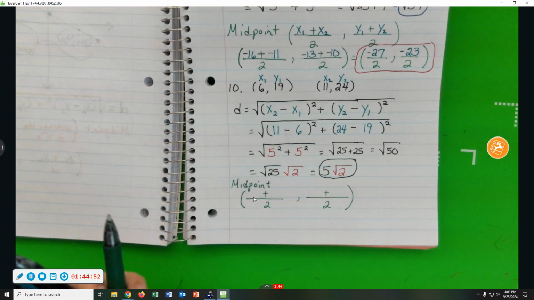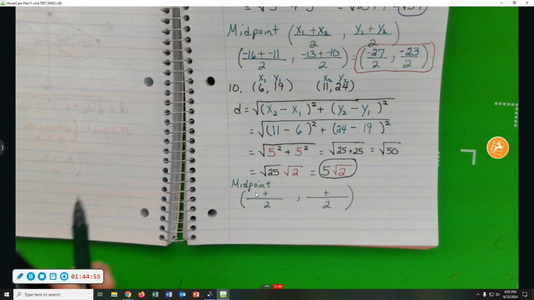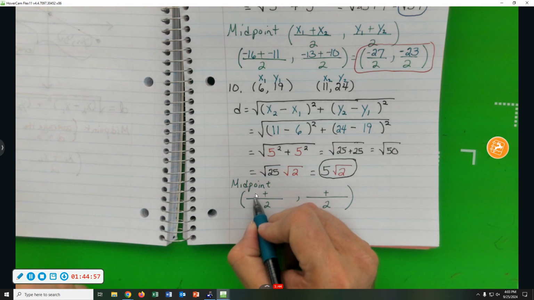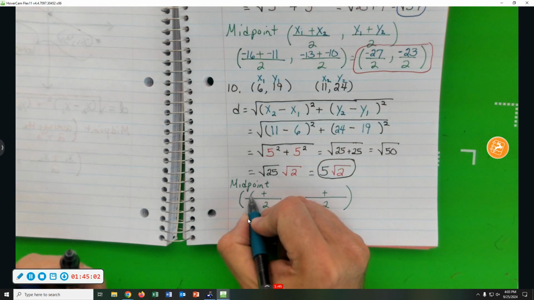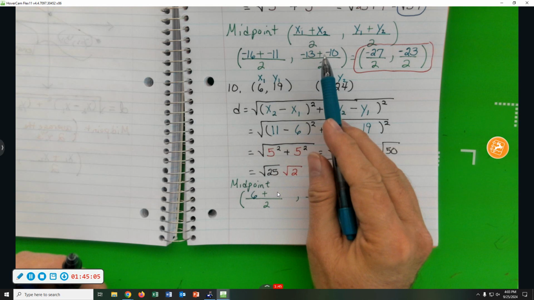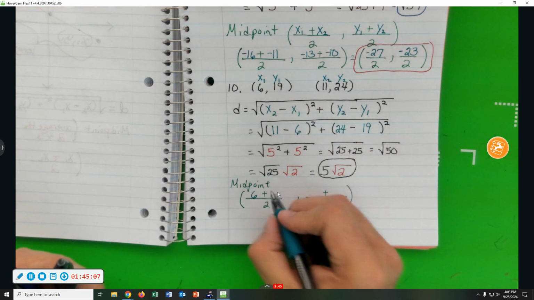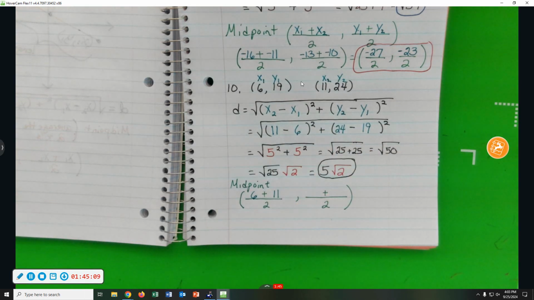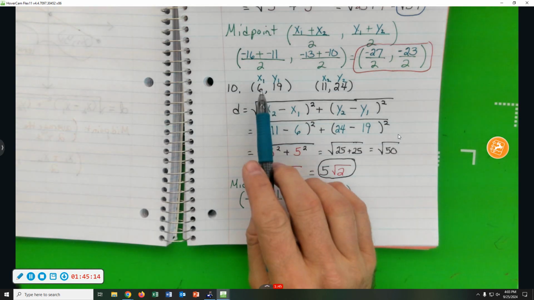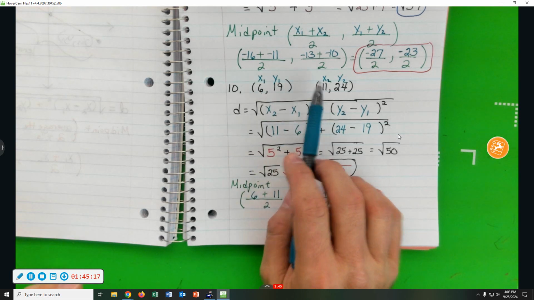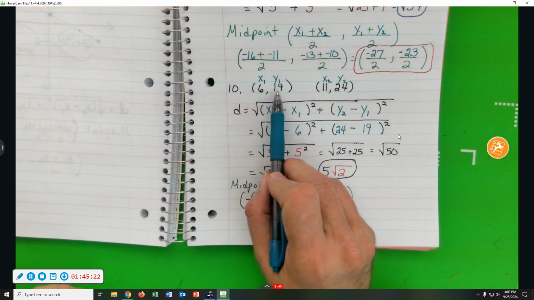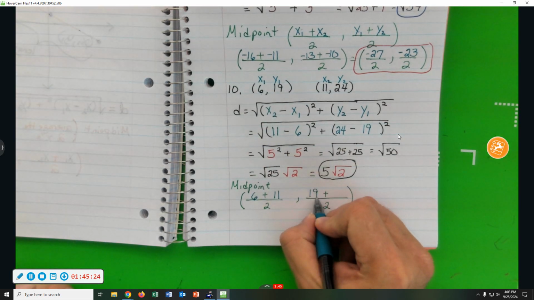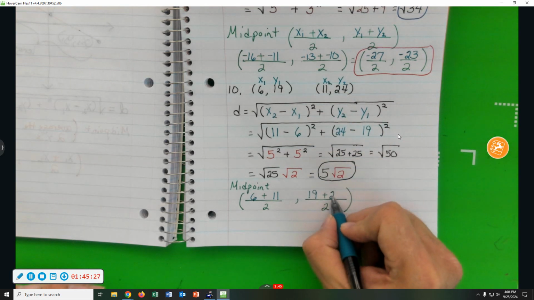So what's going to go here where I'm pointing? First x, is it 6? Here where I'm pointing. 11, okay. We're still using ordered pairs, so do 6 and 19? No. Make sure you're going x1, first x, second x. Over here, first y, second y.